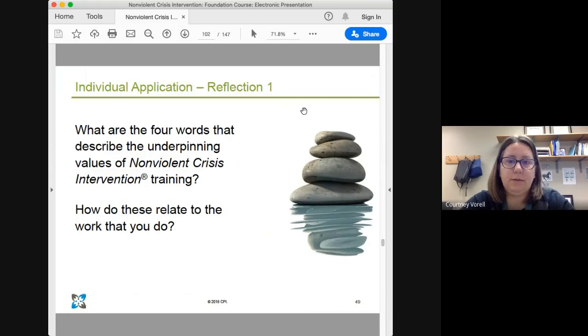So when we think about the 4 words that describe the underpinning values of nonviolent crisis intervention training, and how do these relate to the work that you do? So those 4 words are care, welfare, safety, and security. And I want you guys to continue to think about how they relate to your everyday work and what you're doing with students.